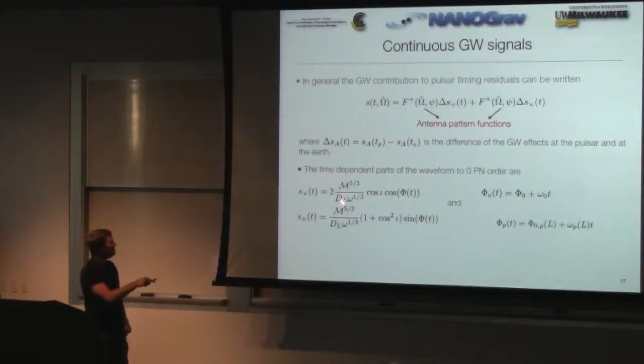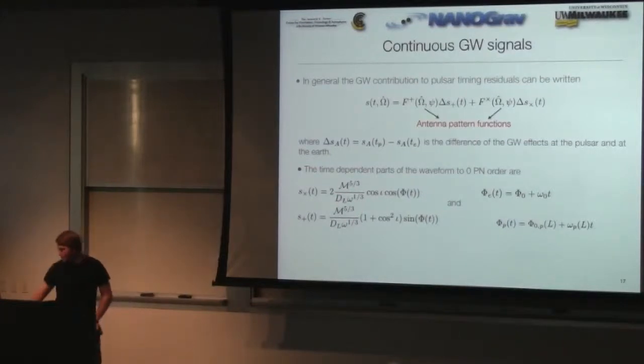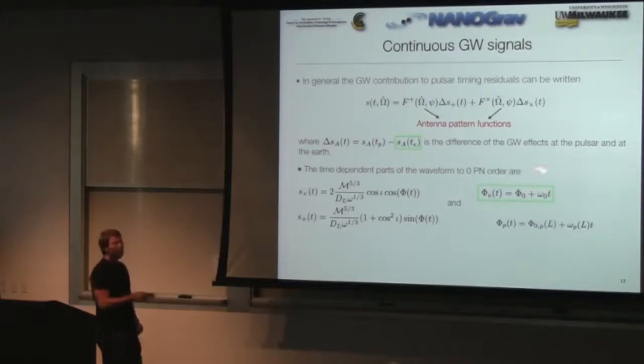The way these things scale, you basically get that the induced residuals scale like mass to the 5/3 over the distance of the source, times frequency to the 1/3. So basically we want really massive things as close as possible with low frequencies. And basically the things you have to worry about are how the phase evolves. For the Earth term, since there's no frequency evolution, this is really easy: initial phase plus omega naught t.